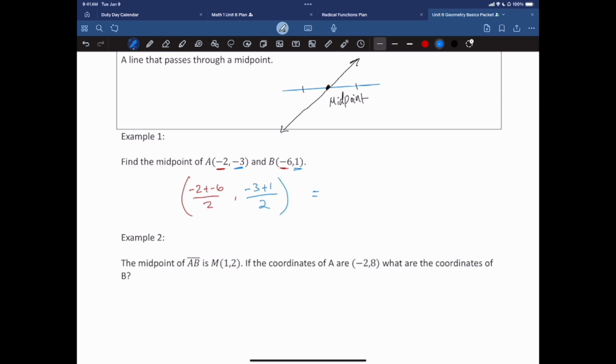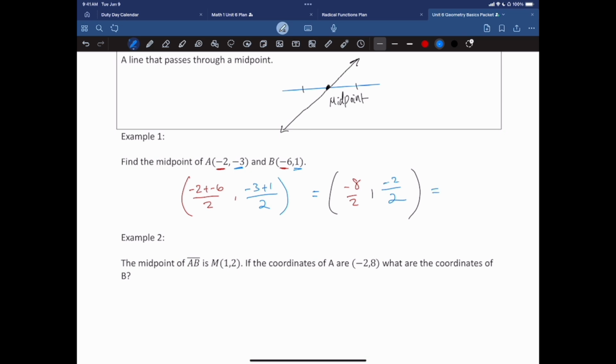Okay, so if you owe someone $2 and you borrow another 6, you're going to owe that person $8. Let's do this in red. Sorry. So we have -8 divided by 2. And if you owe someone $3 and you pay them back $1, you're going to owe them $2.